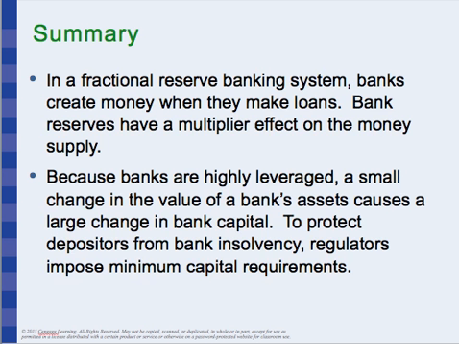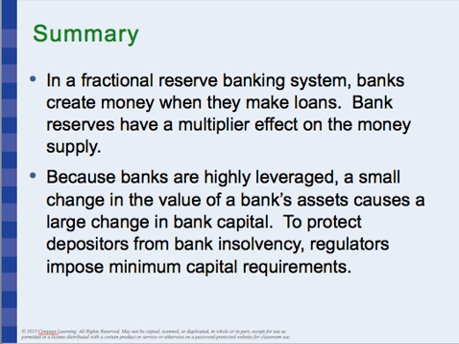In the fractional reserve banking system, banks create money when they make loans. Bank reserves have the multiplier effect on the money supply. We start with $100, we end up having a multiplier effect of 10. $100 times 10 equals $1,000 in the money supply. That was pretty neat how we did that, right?